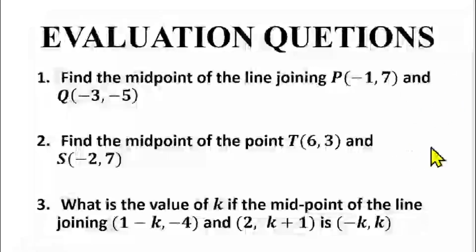So we have talked about the meaning of coordinates. We have talked about how we can find the distance between 2 points by using the formula, which is the square root of change in x squared plus change in y squared. Then also we have talked about how to find the midpoint between 2 points using the formula.